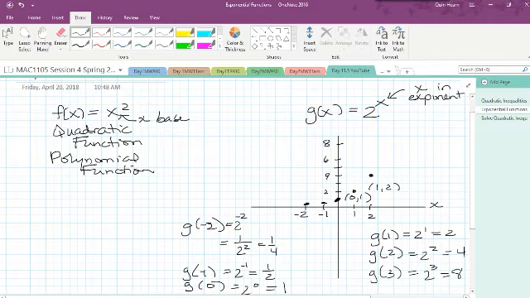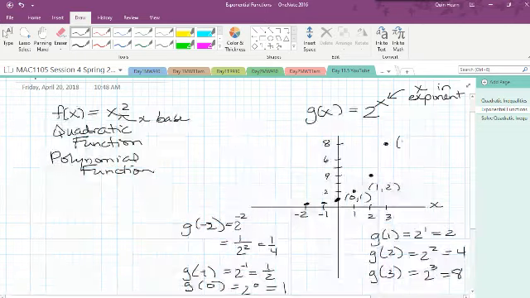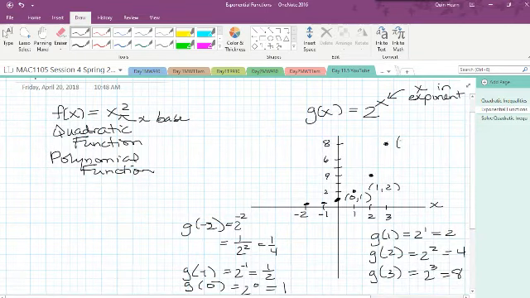Notice that the y values are doubling every time I increase the x by 1, which causes what we call exponential growth. So what happens is, at first it's growing fairly slowly, then it just kind of explodes.